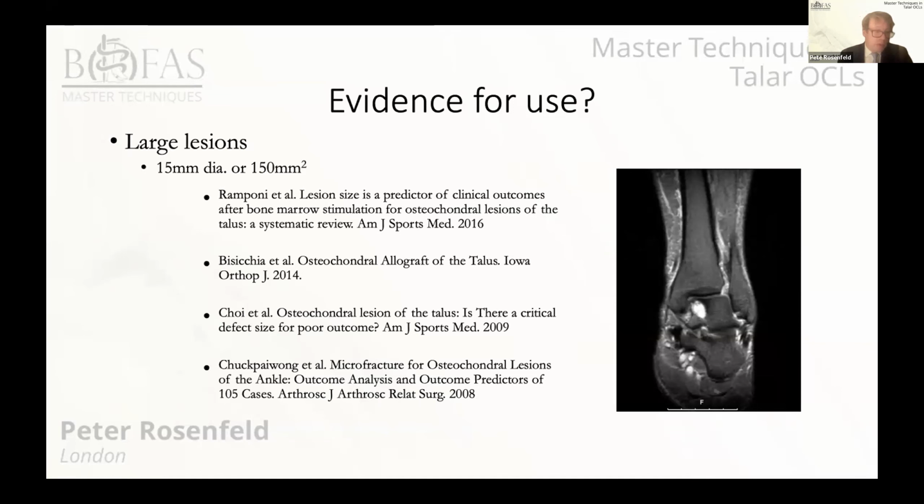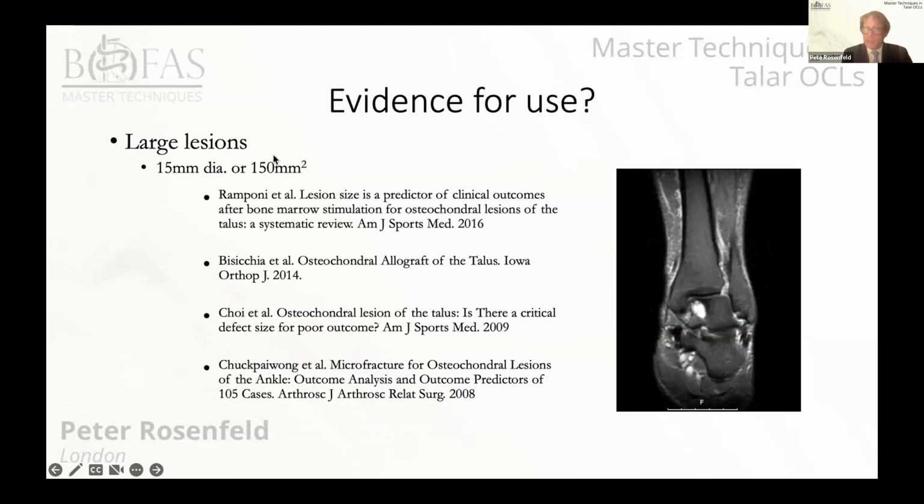And they went back and looked at the ones that they had determined had failed. And failure was an AOFAS of less than 80, or those needing repeat surgery. What they came to the conclusion was that there was a cutoff in size of 150 millimeters squared, and of those greater than that size, 80% had failed the requirements. And it's gone on from there. So that's the reason for having 150 millimeters squared as your cutoff point.